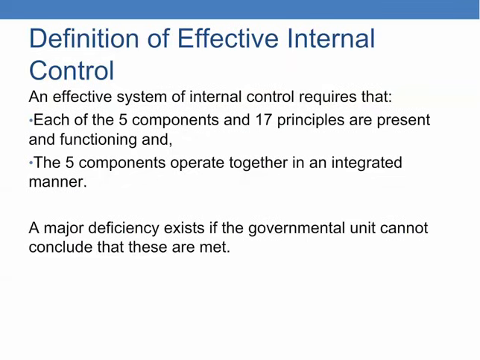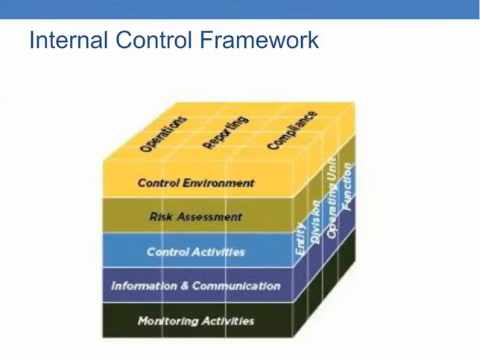First, let's look at what you need for an effective internal control system. An effective system of internal control requires that each of the 5 components and 17 principles are present and functioning, and the 5 components operate together in an integrated manner. A major control deficiency exists if the governmental unit cannot conclude that these are met.